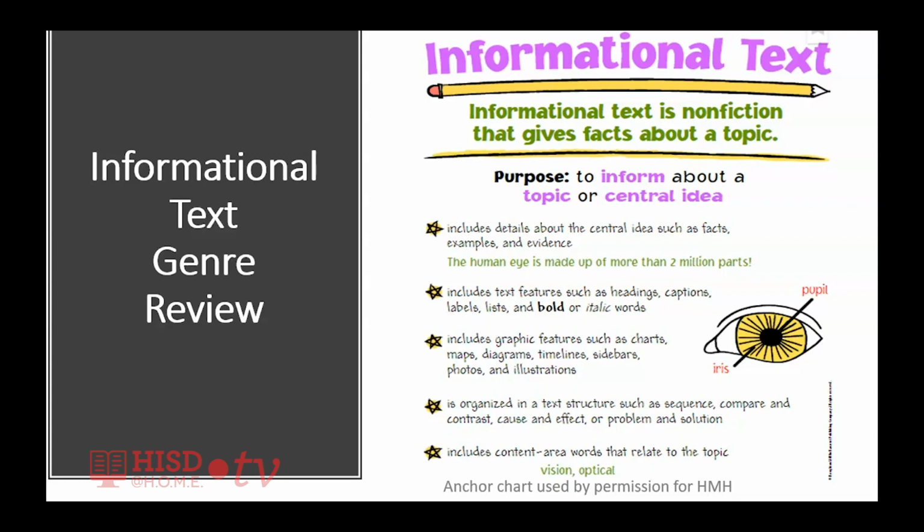It also is organized in text structure, such as sequence, compare and contrast, cause and effect, or problem and solution. It includes content area words that relate to the topic, such as vision and optical, when our topic is an eye.